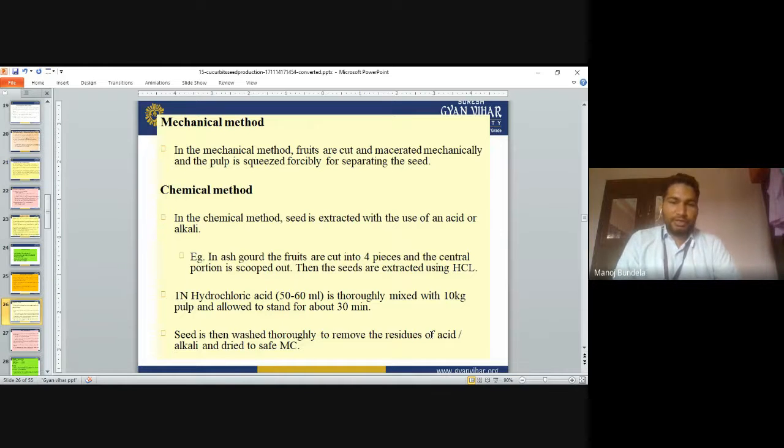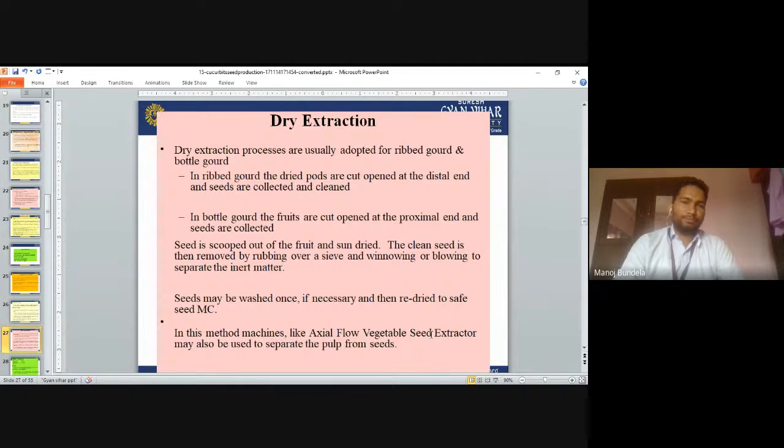One normal hydrochloric acid (HCl), 50 to 60 ml, is thoroughly mixed with 10 kg of pulp and allowed to stand for about 30 minutes. So we mix and stir for 30 minutes. Seed is washed thoroughly to remove the residues of acid or alkali and dried for safe storage. So we can use the chemical method: HCl, 50 to 60 ml for 30 minutes for 10 kg of pulp.